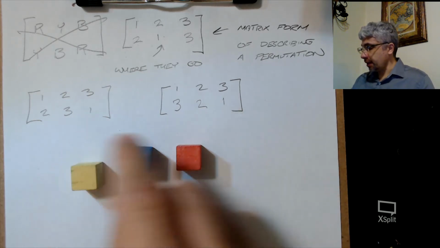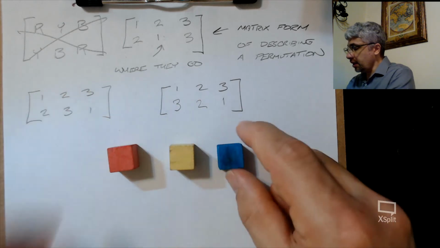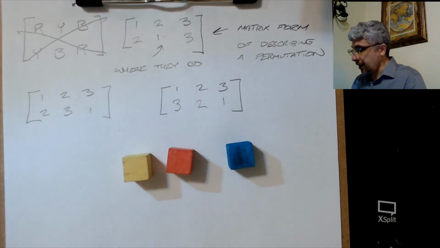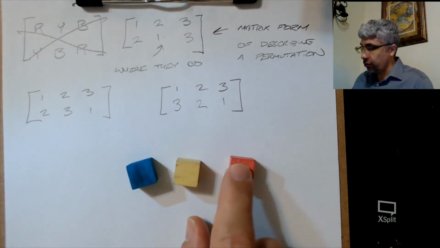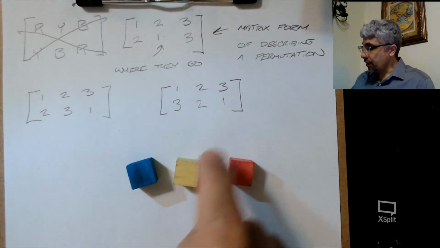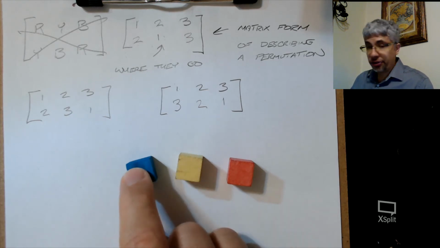So let's think about that. Let's put them in this order to start. I'm going to do both of them in a row. So first I'm going to do this, and then I'm going to do this. And notice that the red, which was in the first slot, went to the third slot. So we could say the first slot went to the third slot. The second slot stayed in the same place. Even though it moved around, it ends up in the exact same spot. And the third slot item went into the first slot.